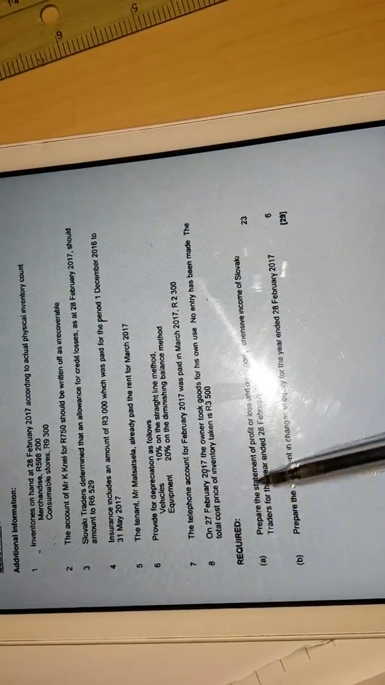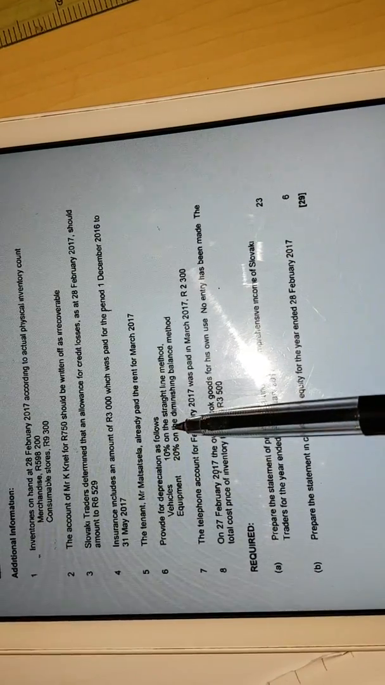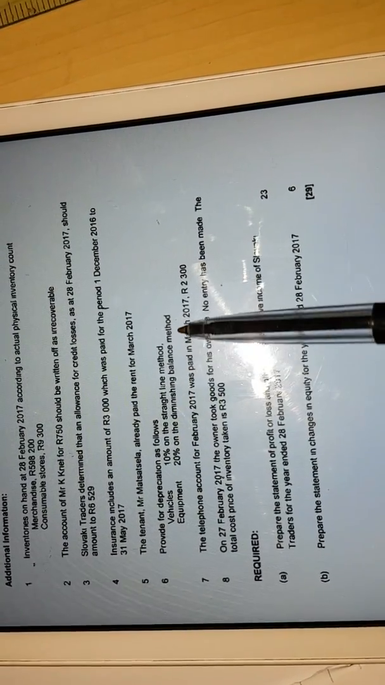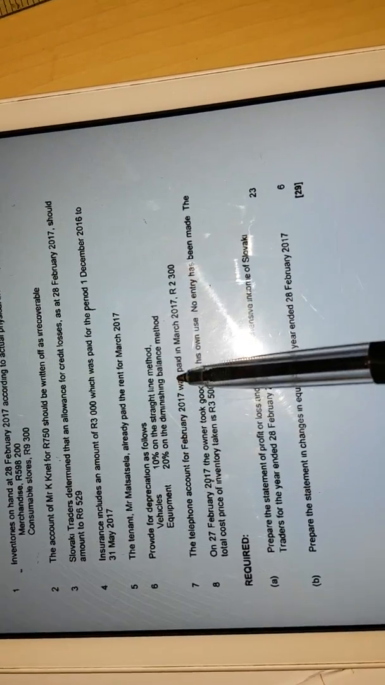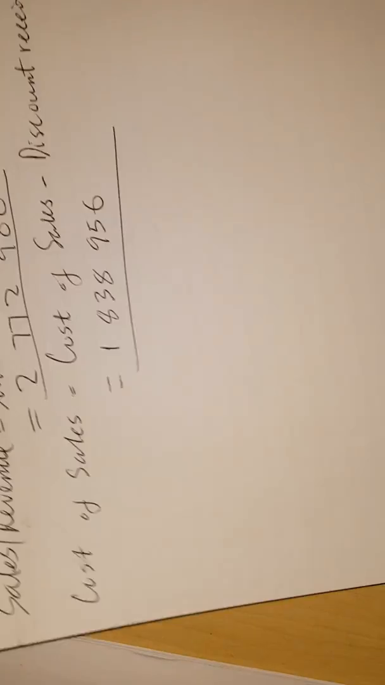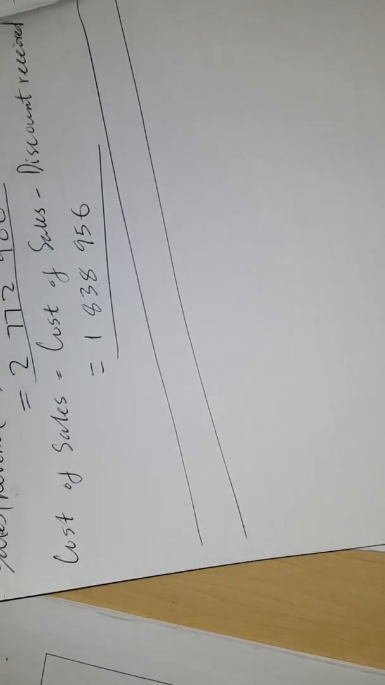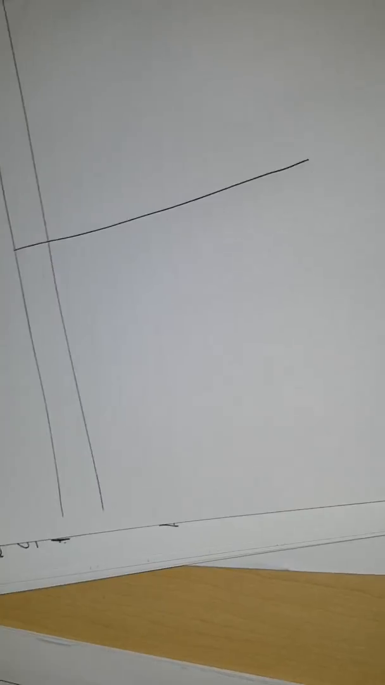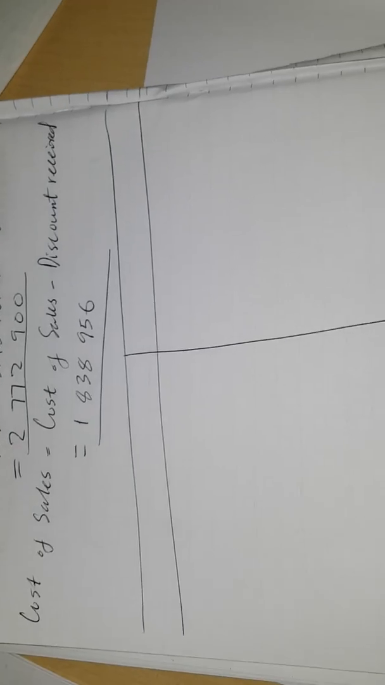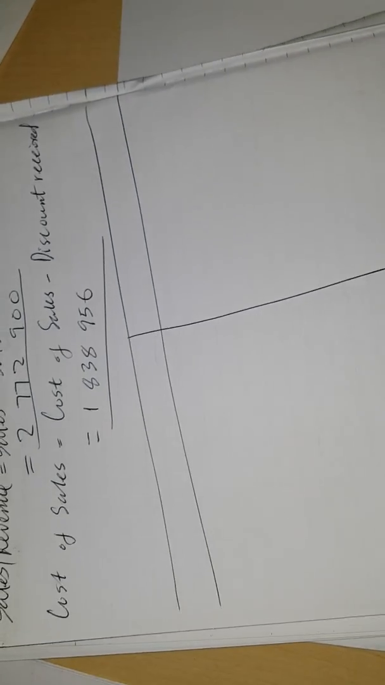So let's see what we have here. I'll take my book and then I'll look at depreciation. Number 6. Okay, provide for depreciation as follows: vehicle 10% using straight line, equipment 20% using diminishing balance method. So I'm not gonna explain depreciation, okay, but you need to follow my steps for the sake of time. I don't want this video to take a lot of time here.